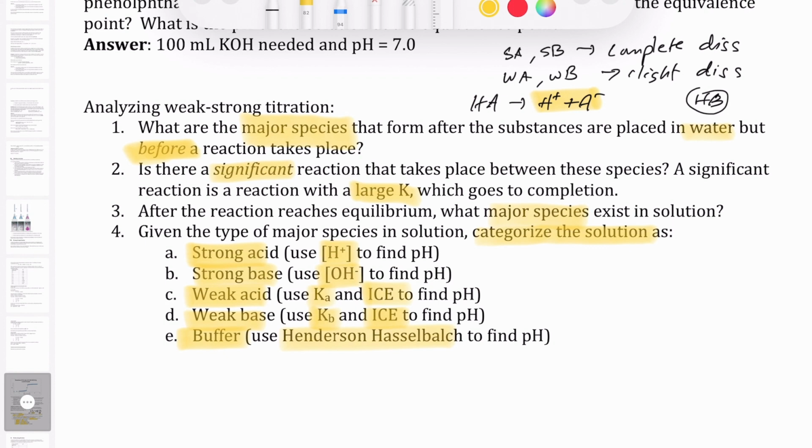So there's complexity here that we didn't have to deal with in the strong-strong titration. In a strong-strong titration, all we have is these 2 cases right here and water. Whereas now we have introduced 3 additional possibilities.